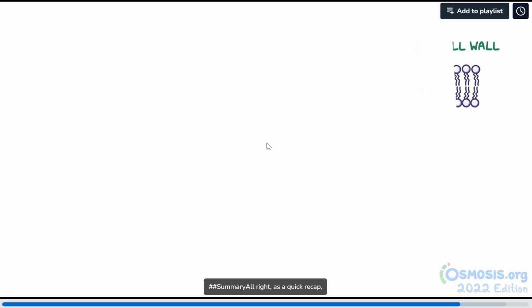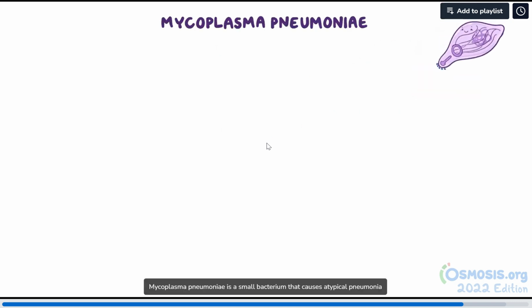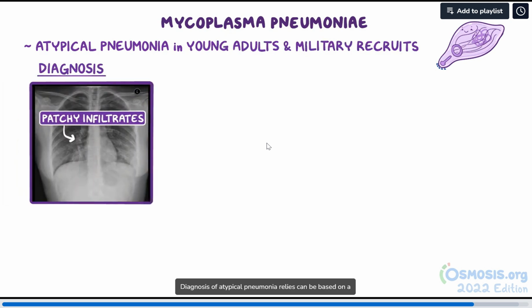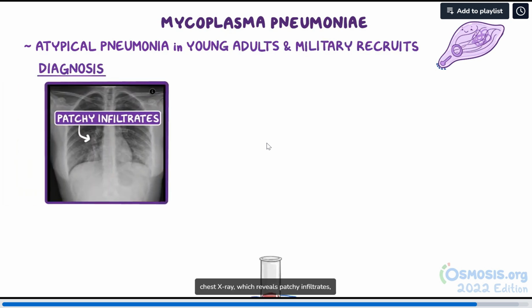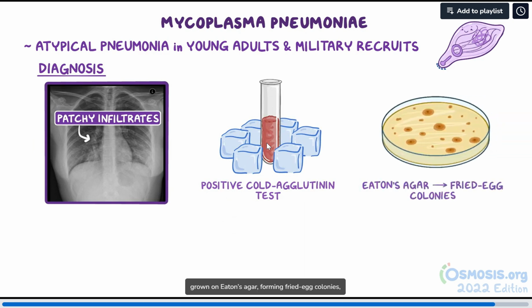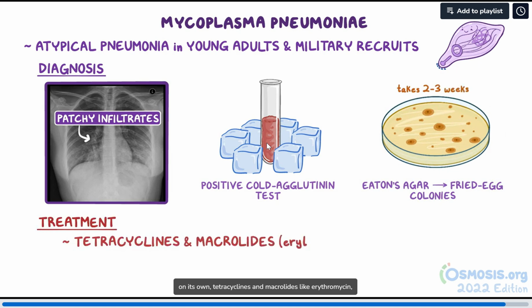Alright, as a quick recap, Mycoplasma pneumoniae is a small bacterium that causes atypical pneumonia in young adults and military recruits. Diagnosis of atypical pneumonia can be based on a chest x-ray, which reveals patchy infiltrates, or on a positive cold agglutinin test, where clumping of red blood cells happens at 4 degrees Celsius. Mycoplasma pneumonia can also be grown on Eaton's agar, forming fried egg colonies, but this takes 2 to 3 weeks. If the disease does not resolve on its own, tetracyclines and macrolides like erythromycin and azithromycin are used to treat the infection.